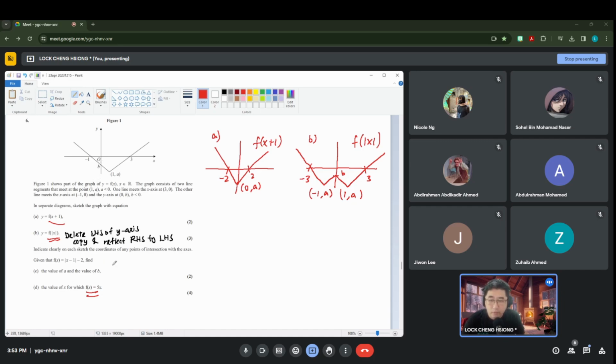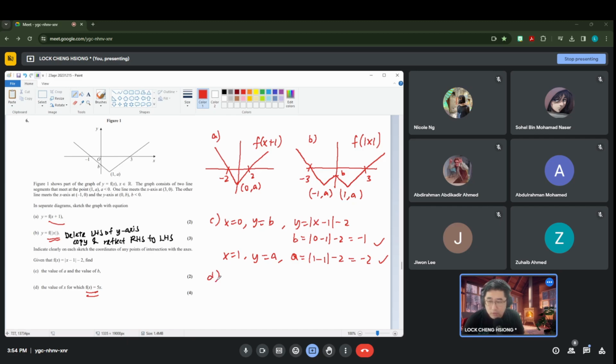To find b, when x equals 0, y equals b. Since they already give us the equation y equals modulus of x minus 1, minus 2, I have b equals modulus of 0 minus 1, minus 2, which equals minus 1. So b equals minus 1. For a, when x equals 1, y equals a. So substitute inside, a equals modulus of 1 minus 1, minus 2, so it's minus 2. So a and b is done.